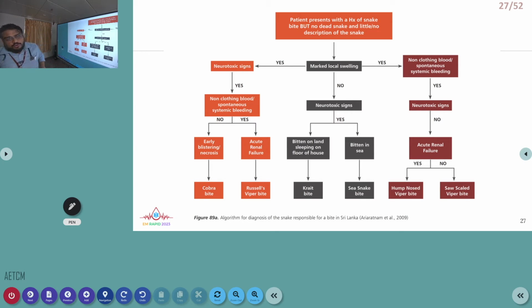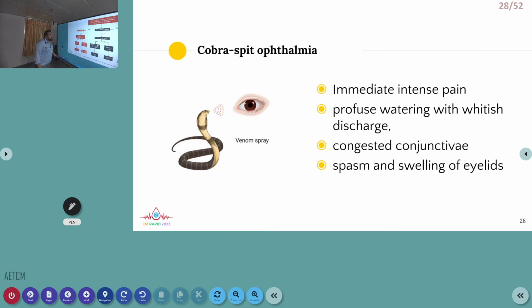This is just a flowchart of whatever we have discussed. So whether there is local swelling or non-local swelling, features of neurotoxicity with hemotoxicity, only hemotoxicity, no local signs. This is the same flowchart with whatever syndrome we have discussed. This is the WHO guidelines we are discussing. So you can just go through this flowchart for your quick reference.